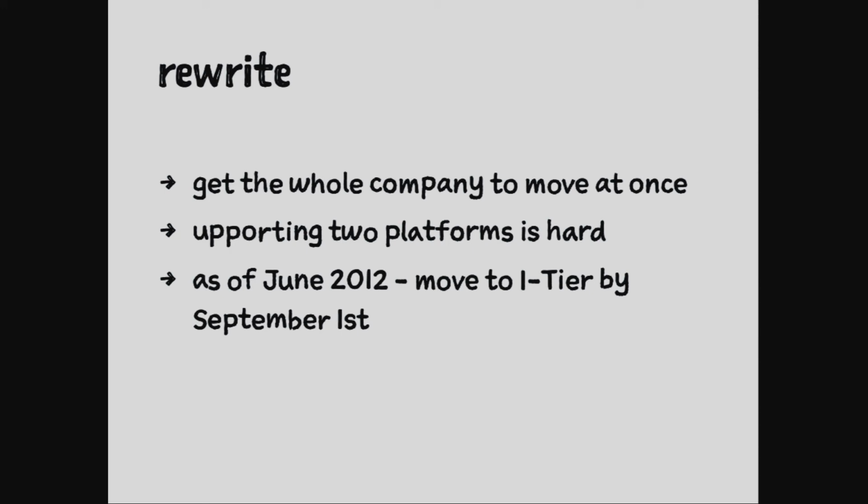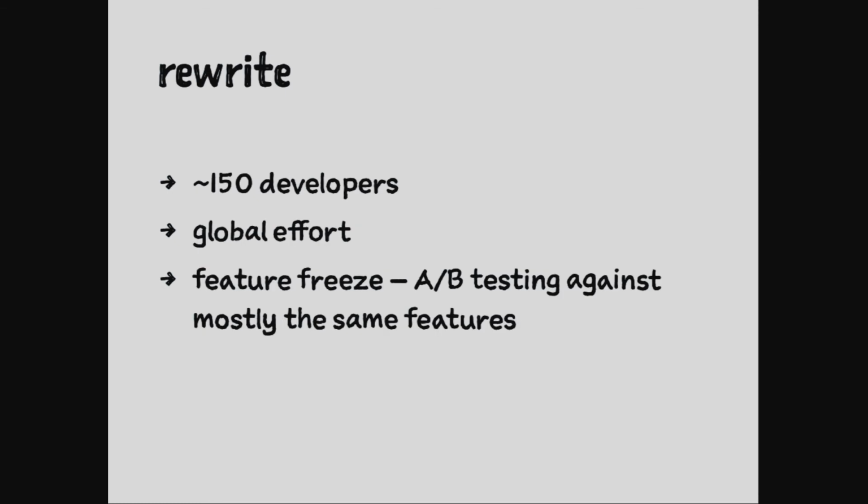So June of 2013, we decided to move to I-tier by September 1st. So we gave ourselves a very small window to be like, everybody's going to stop what they're doing. You're going to learn this new platform. You're going to port your site over, and you've got a couple of months to get it done and launch to 100%. Our goal of September 1st was to have everybody launched, but not to be at 100%. And then we would give teams another month and a half to ramp up to 100%.